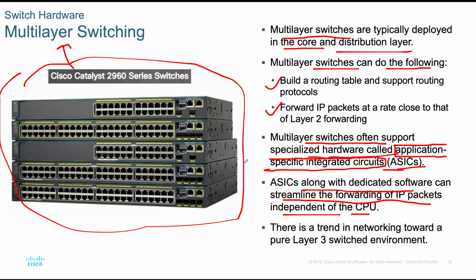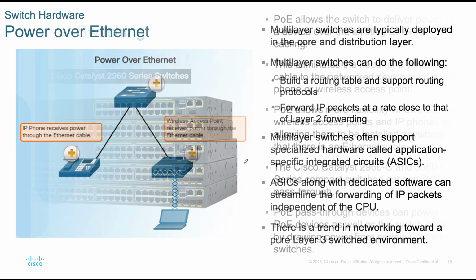Multilayer switches often support specialized hardware called the application-specific integrated circuit, ASIC. Application-specific integrated circuits are a very important thing. These ASICs, along with dedicated software, can streamline the forwarding of IP packets independent of the CPU. Without the CPU, the brain of the computer, it can do the job that the CPU is supposed to have done. Okay, so let's move on.